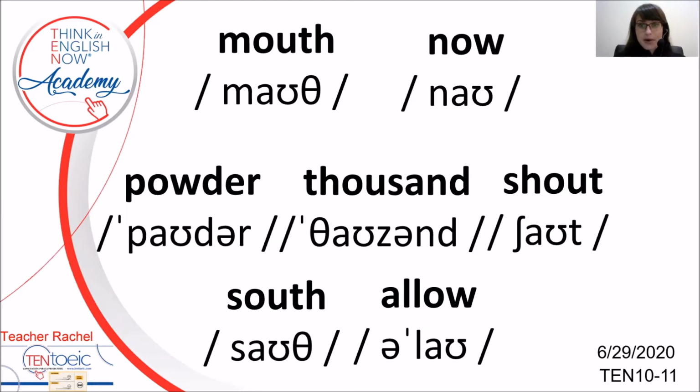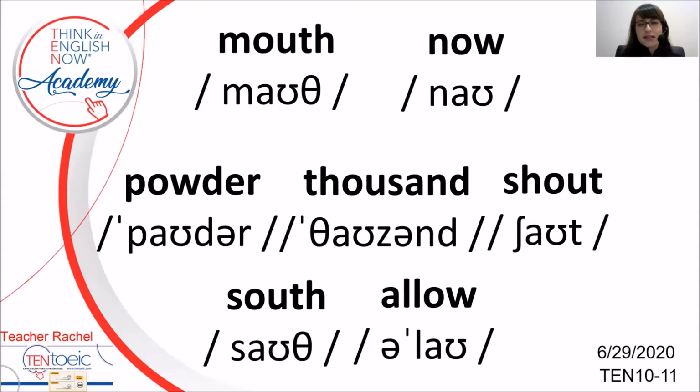1,000. This is a number, and it's after the hundreds. So, for example, 1,000. 1, 0, 0, 0. So 3 zeros. 1,000. Shout. This is an action, and it means when you yell very loud. Hey! That's shout, when it's a loud noise, maybe to get someone's attention.